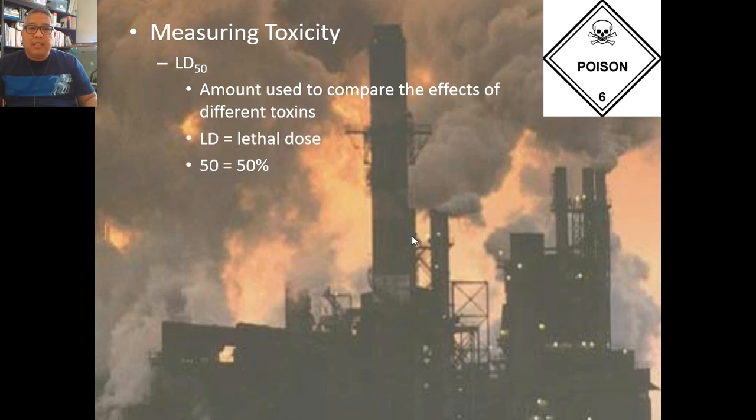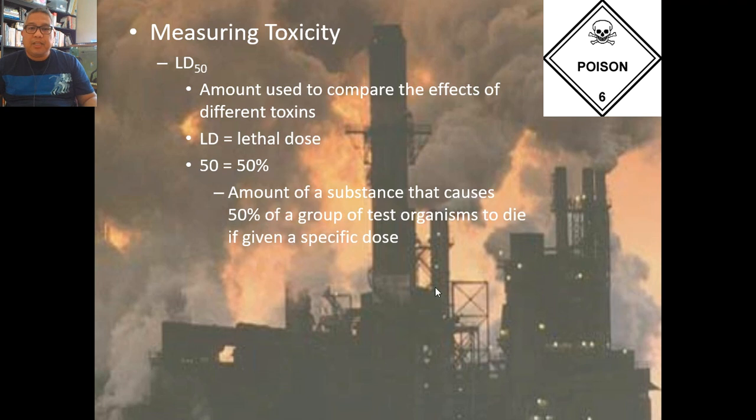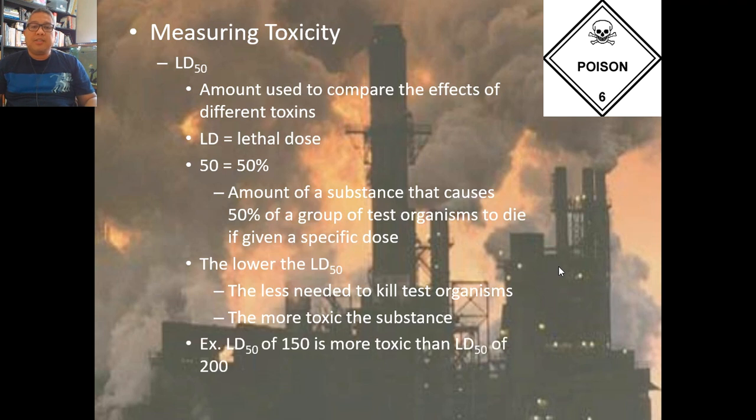Lethal dose 50 means the amount of substance that causes 50% of the group of test organisms to die if given a specific dose. So the lower the LD50, the less needed to kill an organism, which tells you that it's more powerful. It's more toxic. The more toxic the substance, the lesser the LD50.